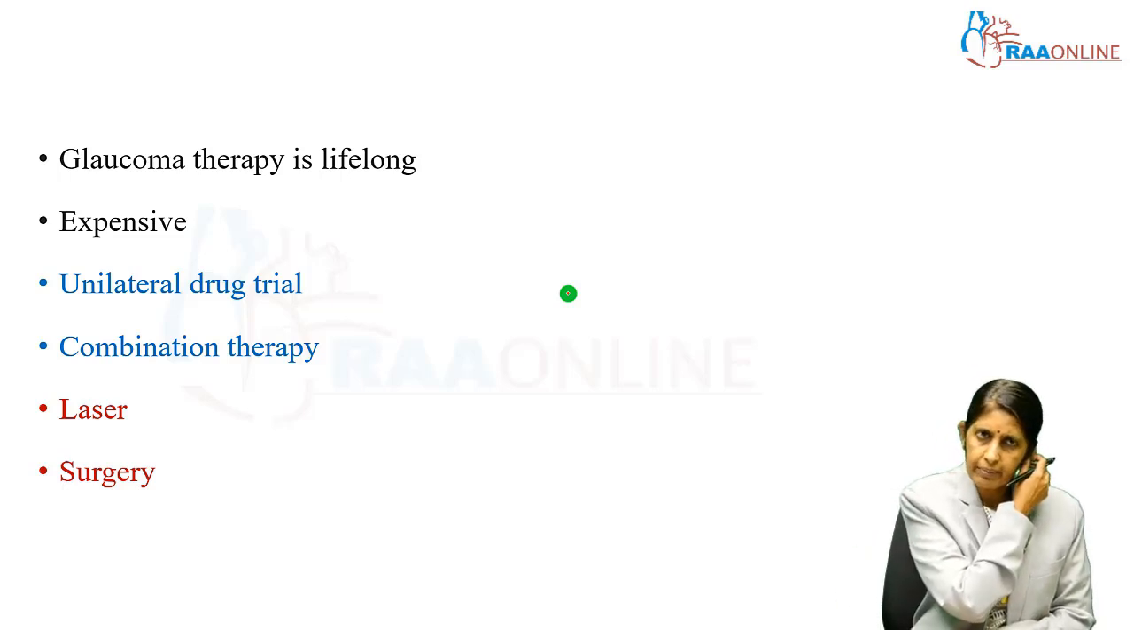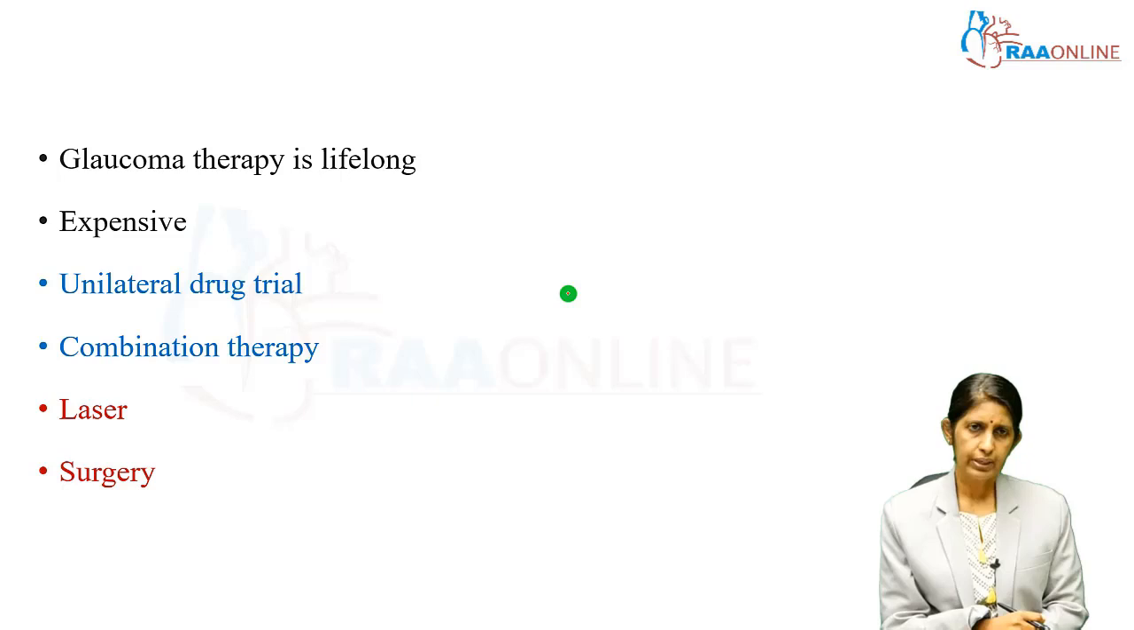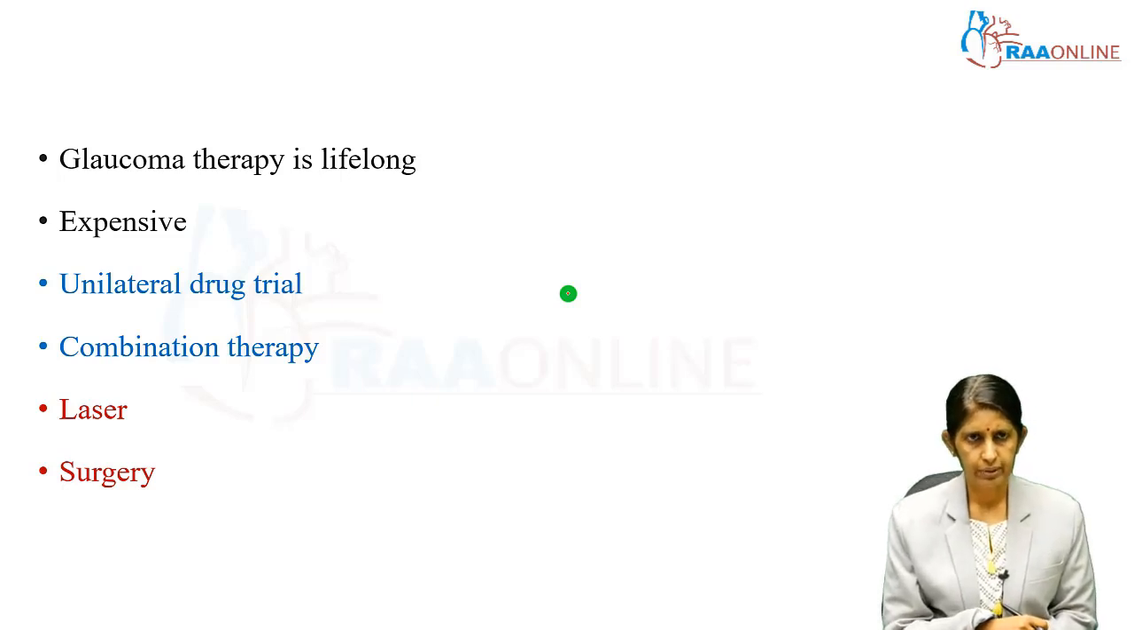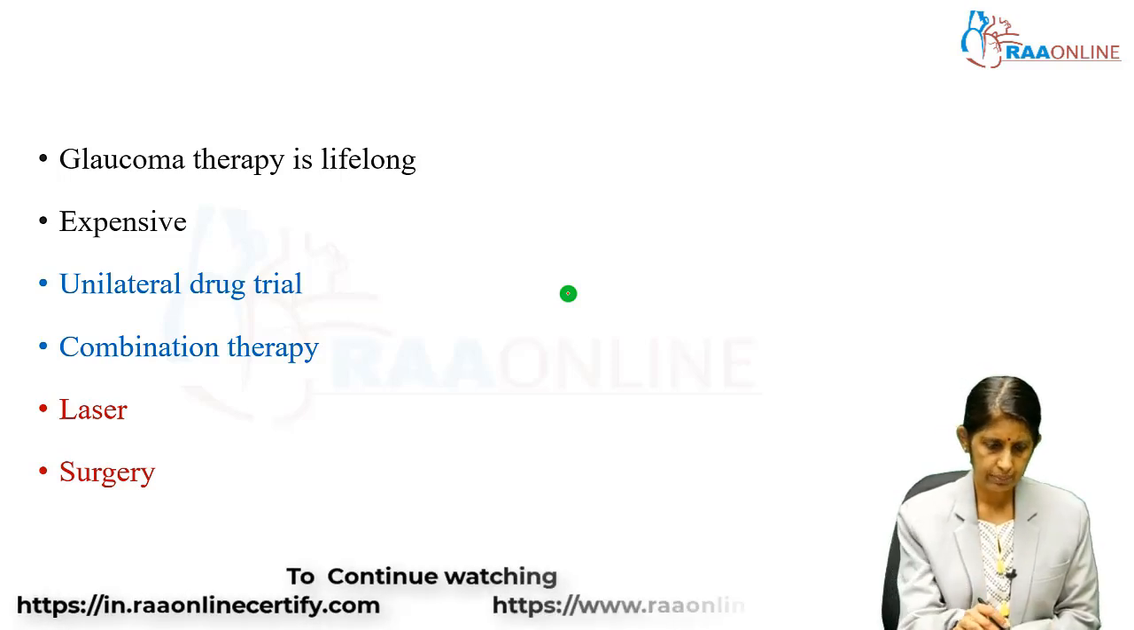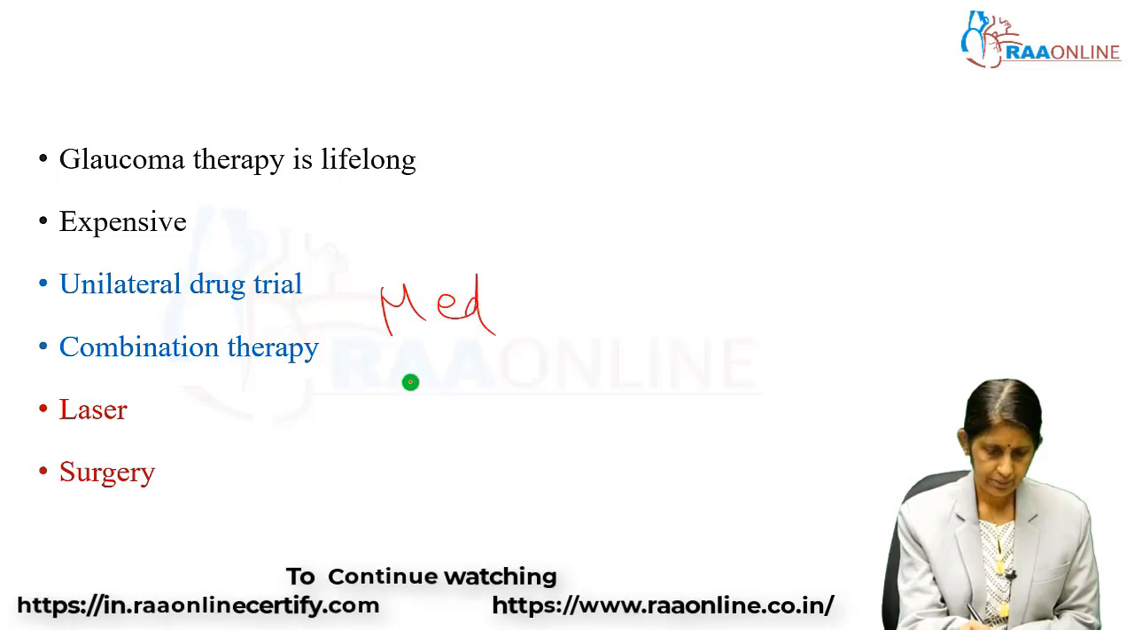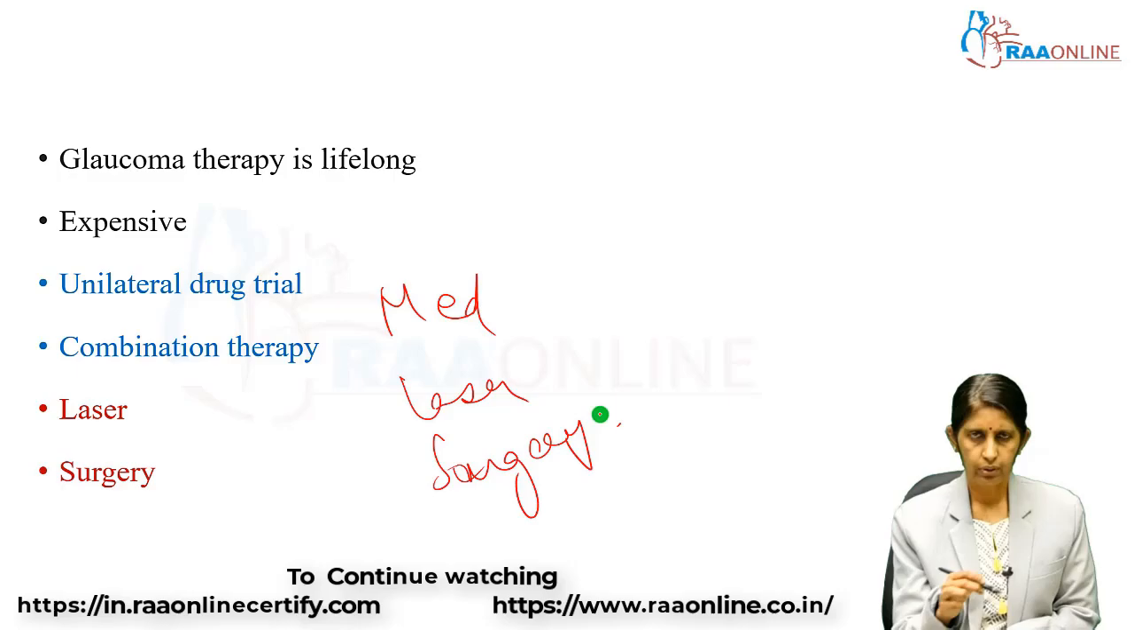But suppose medical management is not working, then we can start a laser, we can plan a laser procedure for the patient, and if both are not working, then we think of surgery. So this is the usual medical, laser and surgery. These are the 3 options available for glaucoma management.